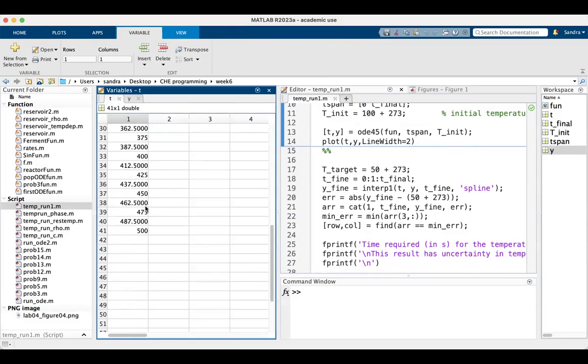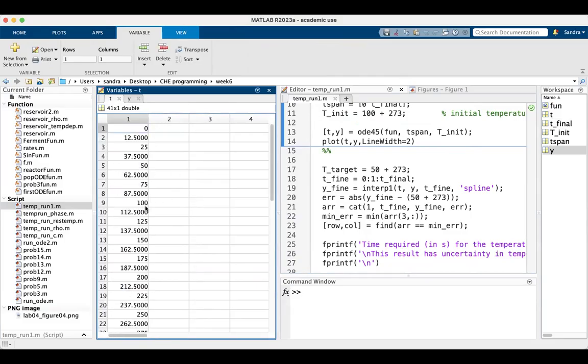Okay, the intervals will not be uniform because you're using ODE45, which has an adaptive time step. Depending on that, you get your Y values. In the Y values also, you will not be able to plot exactly where 50 degrees Celsius is, that is 50 plus 273. You will not be exactly able to point out where 50 degrees is.